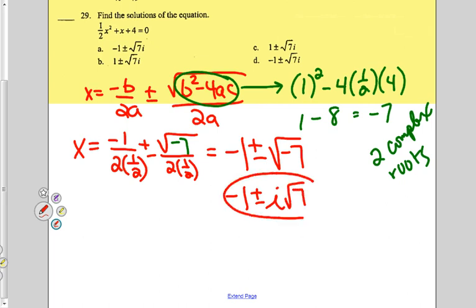For some reason, when the book company wrote the answers, they put the i after the root 7. That's not really proper.